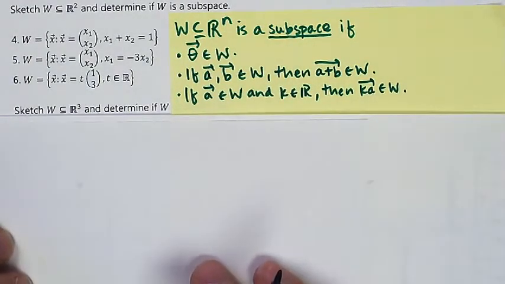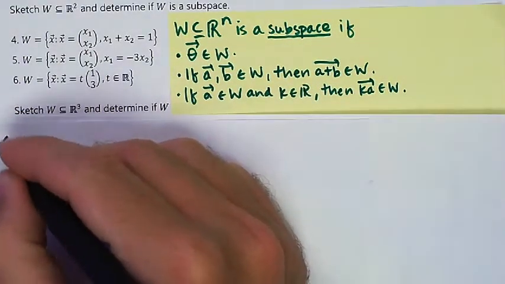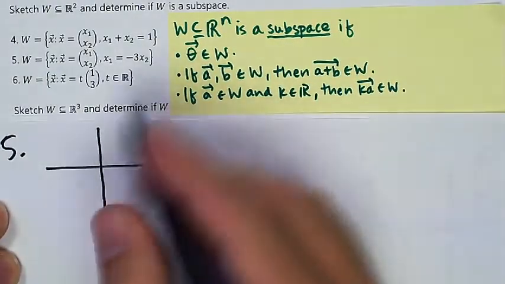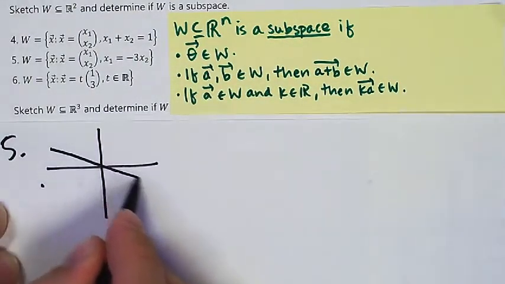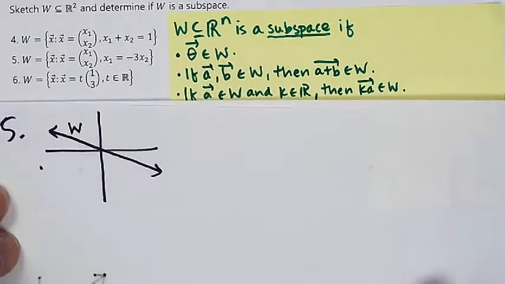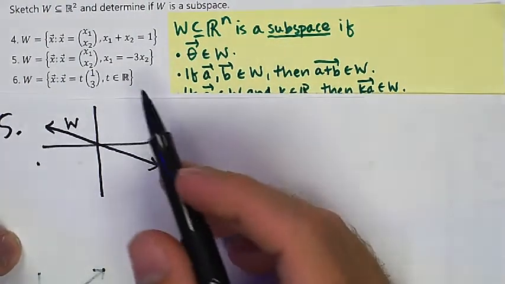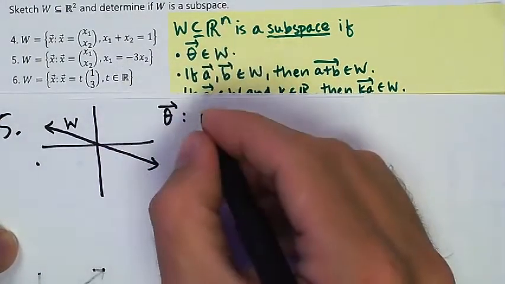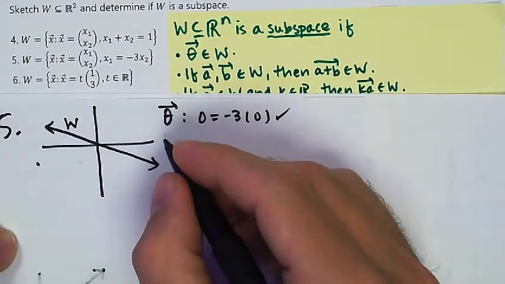And number 5, x1 equals negative 3x2. So x equals negative 3y. So y is negative 1/3 of x. That's W. All right, I think this is going to be a subspace. So I need to show that the 0 vector is in W. 0 vector, yes. 0 equals negative 3 times 0. Okay, that's good. So addition.